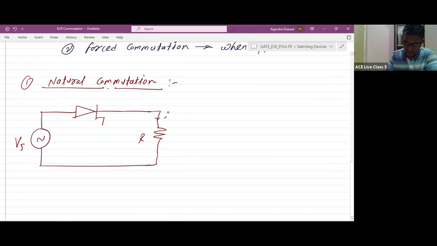Consider the current here as I0, the voltage here as V0, this voltage as VT, this current as IT, and the supply current as IS. We are interested only in understanding the natural commutation. We are not interested in the output voltage, that is the load voltage or the load current, right? We are going to focus only on natural commutation in this discussion, okay?